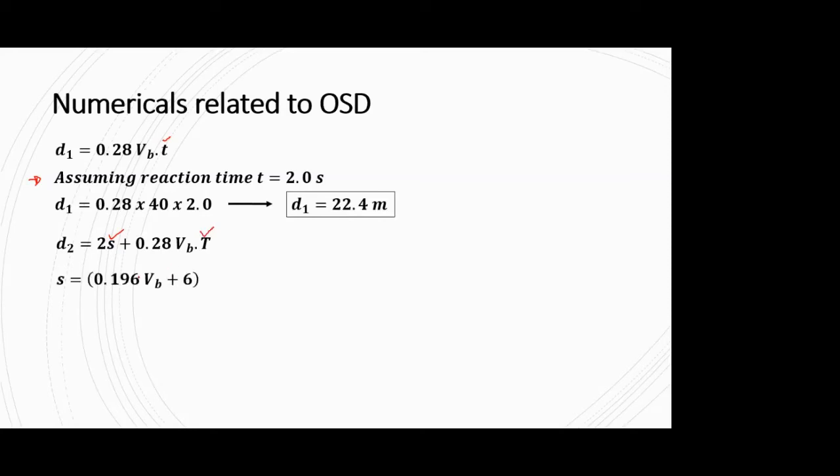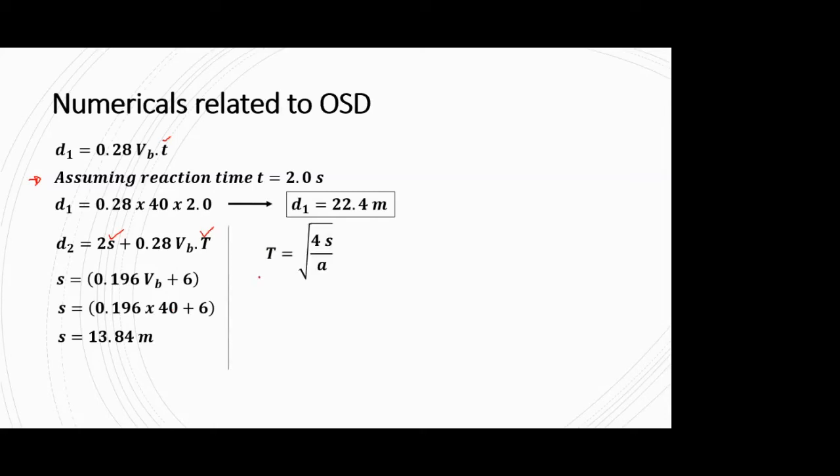So S value, again I have just used the value. S, we all know, is 0.7 small VB plus 6. In that case VB is in meter per second, but I'll be using the value of V or speed in kmph. So I have just taken the factor here. So S is equal to 0.196 capital VB plus 6. Again substituting the value, capital VB is 40, so my S comes out to be 13.84.